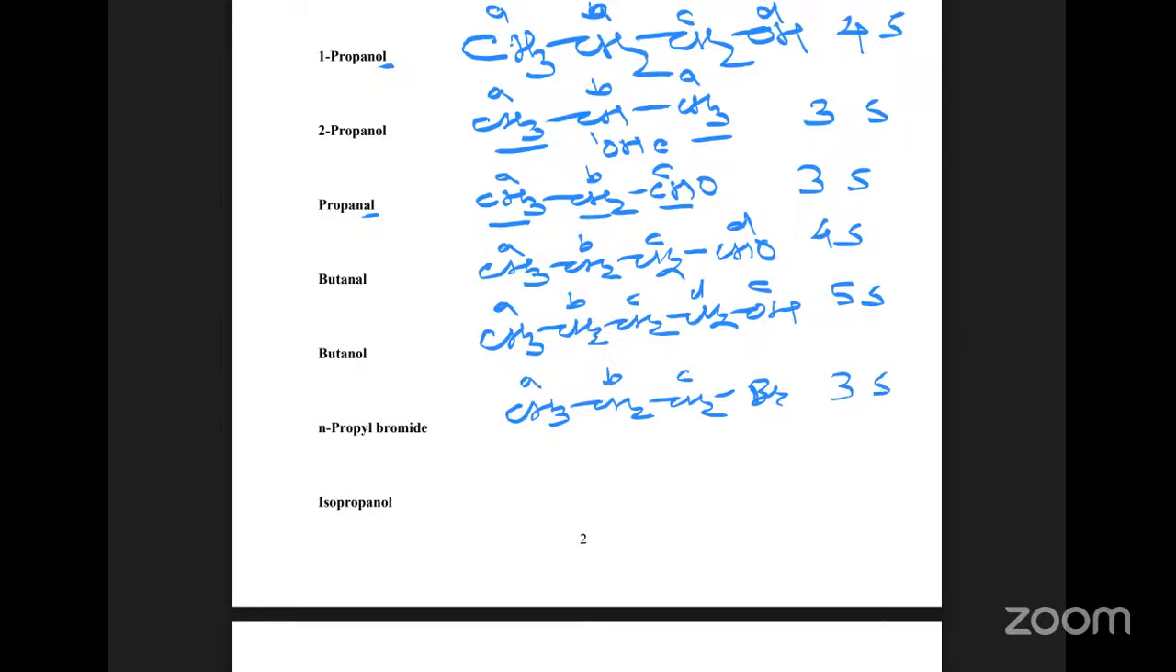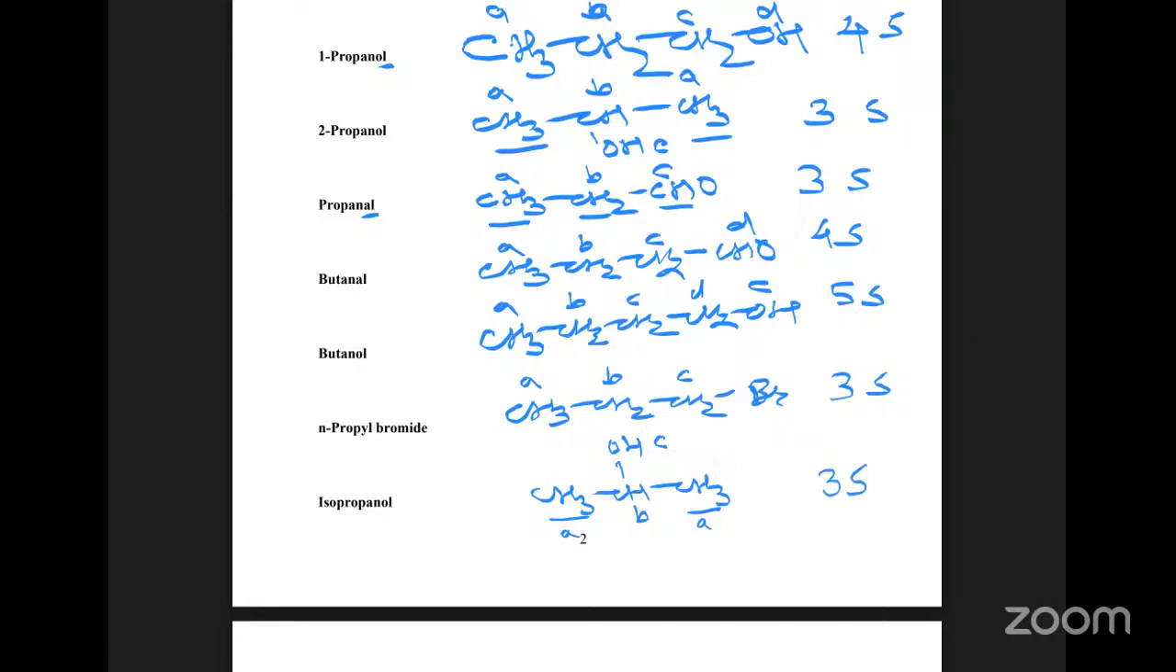Now isopropanol. That means there is an alcohol, but the position of the OH is on the second carbon. So this is your isopropanol. This and this have symmetry. So this will be A, this will be B, and this will be C. So there will be 3 signals for isopropanol.